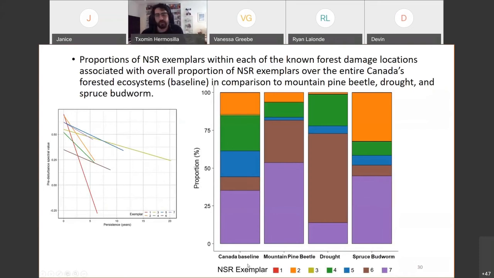So we saw that for the mountain pine beetle and for the spruce budworm, the exemplar 7 was more common. I kept here the graph of how the exemplars were more common than the Canada baseline or in drought areas. We could also see that for the spruce budworm, the exemplar 2 was more common than in the other cases analyzed. And for the water stress, the exemplar 6 is actually the most common in this kind of characteristics.